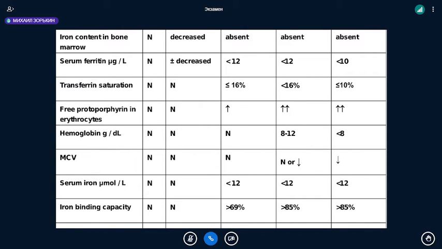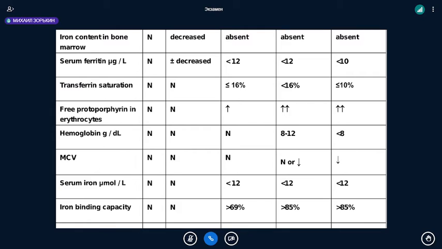The latent stage will be associated with the absent content of iron in the bone marrow. By this stage, the stores of the iron in the bone marrow are absent, depleted. There is nothing else that we can use for normal erythropoiesis. And in this case, some other biochemical signs will be detected. By the stage of latent iron deficiency, transferrin saturation will be a little lower than normal.